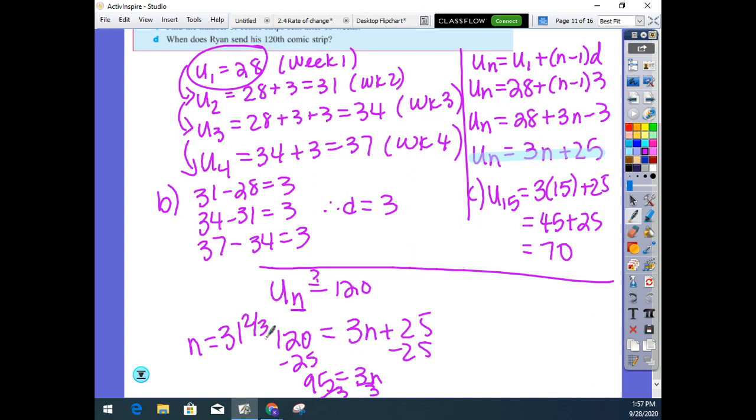Now, he hasn't sent it until I actually hit my next week, so we say the 32nd week, because after week 31, he hasn't sent that third one yet. So the 32nd week would be our final answer.